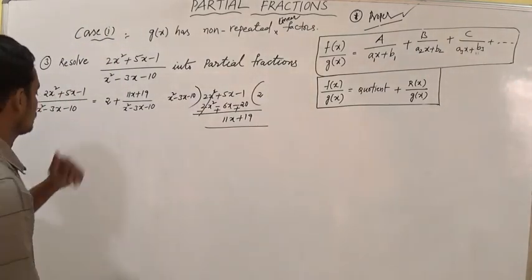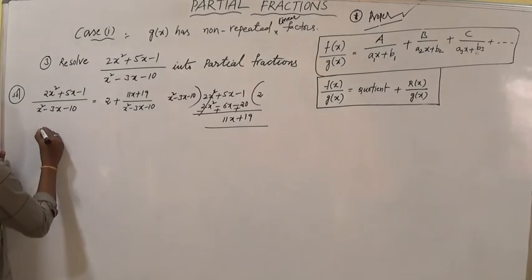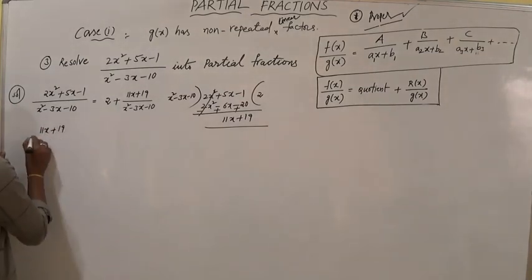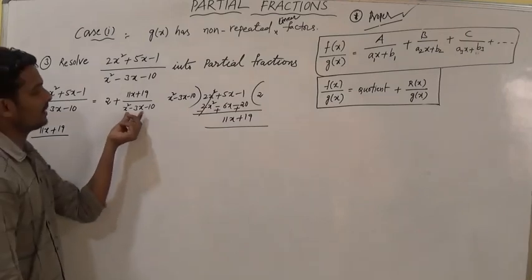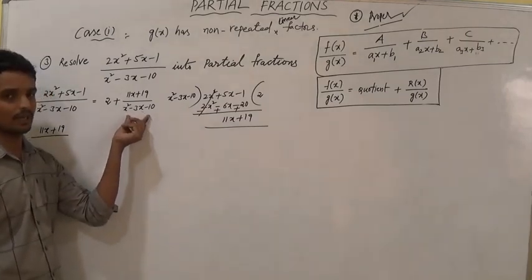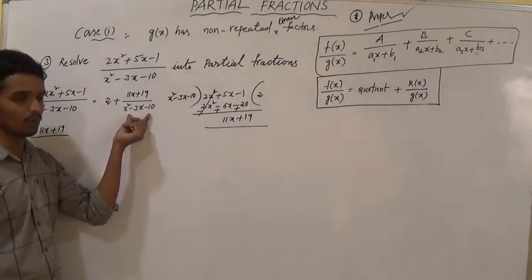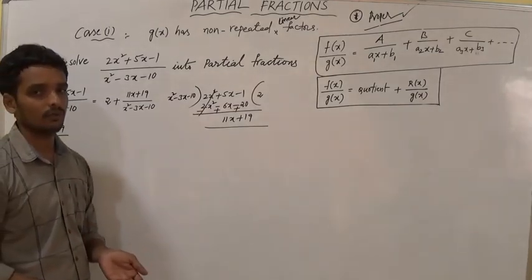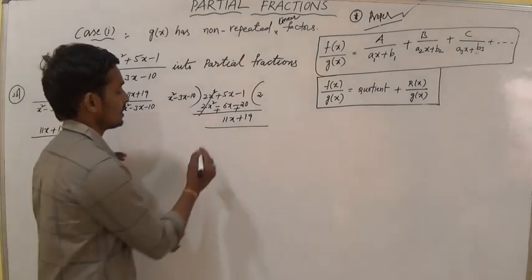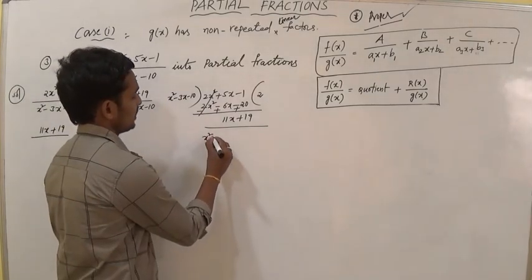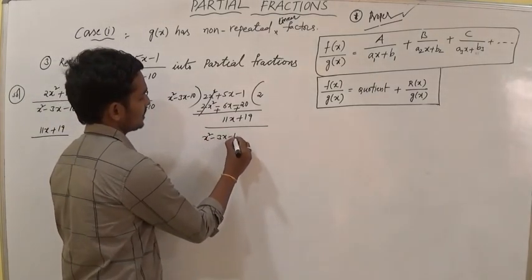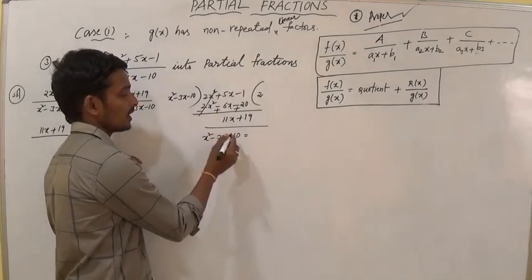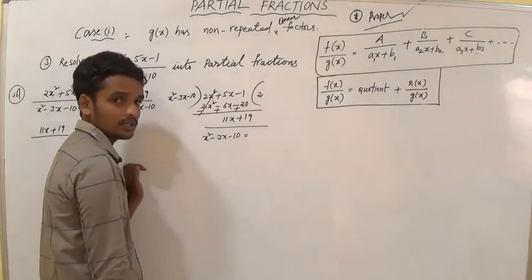Did you understand? The denominator, 11x plus 19 by the denominator, is not in factor form. This is in the form of a quadratic equation, so we can split it into factors. What we are getting is x square minus 3x minus 10. I think you know very well how to factorize quadratic equations.